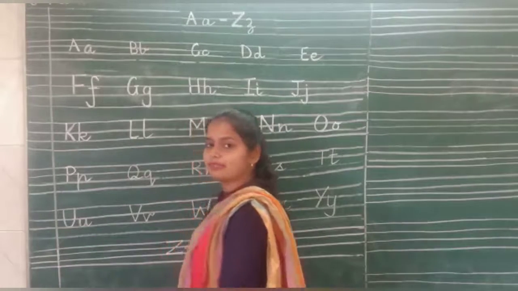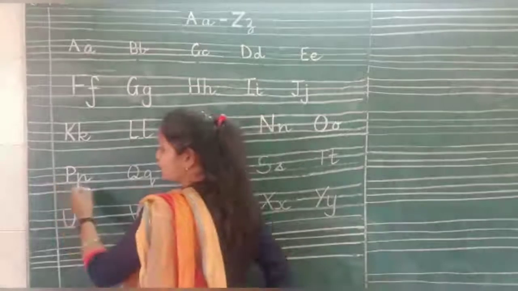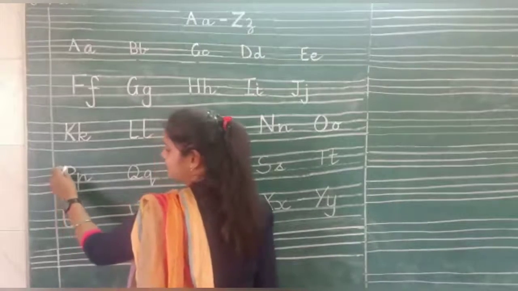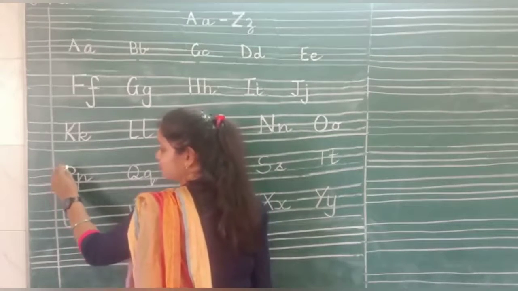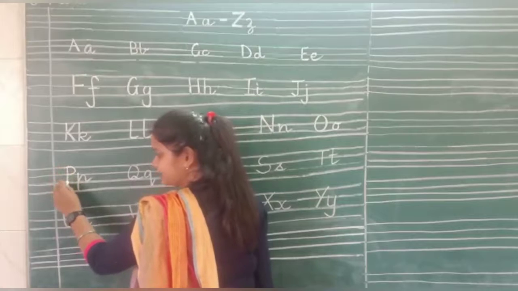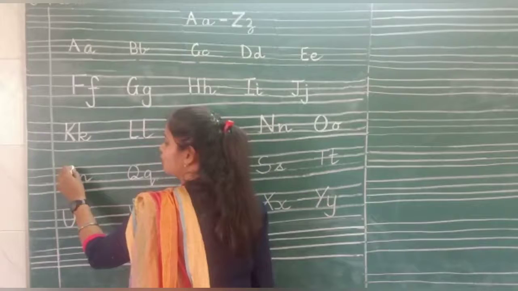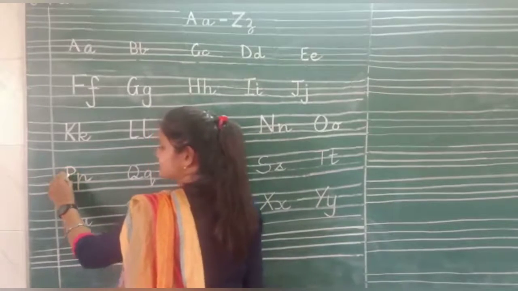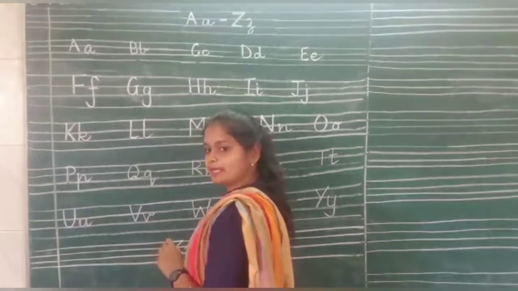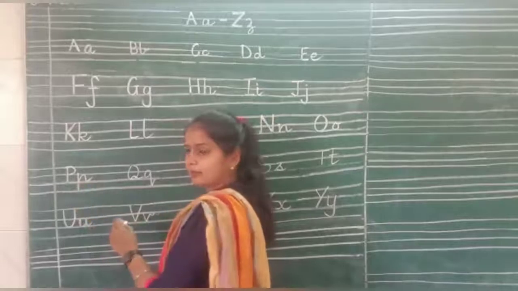Now children, coming to the next letter, that is P. You all know that P for parrot. So how you will write P, children? Starting from the first line, we will draw a straight line like this till the third line and then we will put a small curve like this. This is capital P. I hope you all are getting my point.